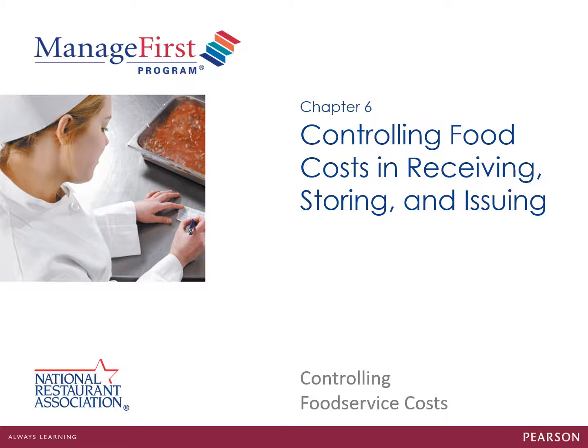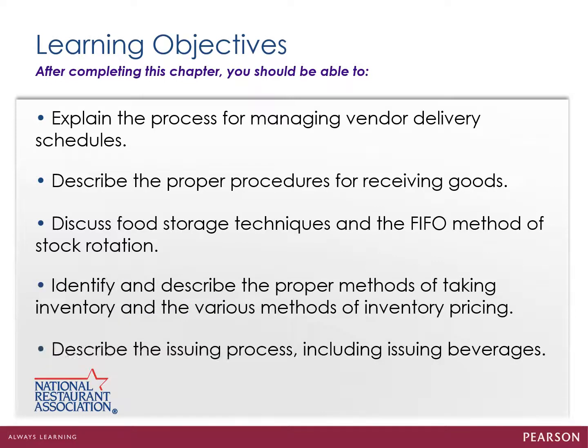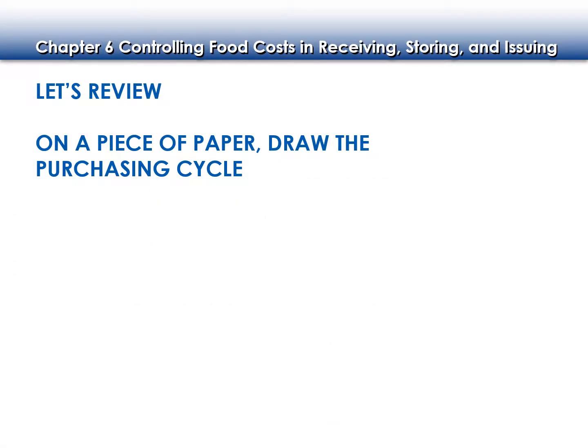Good, good, okay, cool. So let's talk about chapter 6, controlling food costs in the receiving, storing, and issuing processes. What I would like you to do is take a piece of paper out, and on it, I want you to draw the purchasing cycle. Try to do it from memory. It's a 4-step process.